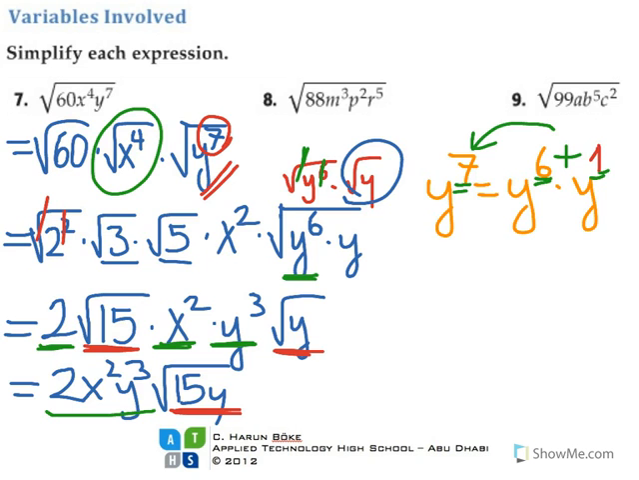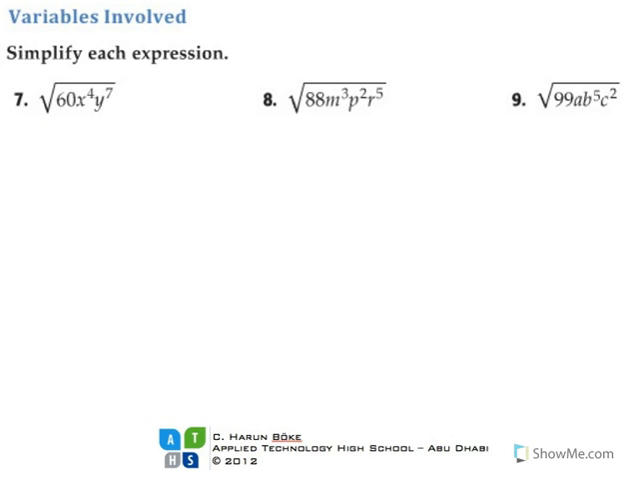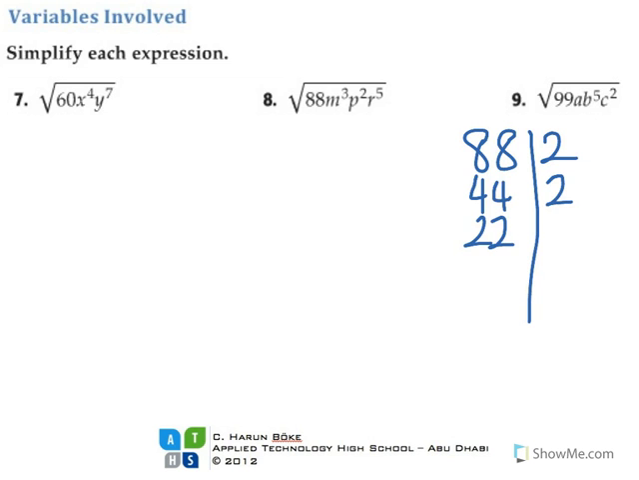Now let's look at number 8. So first let's factorize 88. Dividing by 2 we'll get 44, dividing by 2 we'll get 22, dividing by 2 we'll get 11, and dividing by 11 we get 1. So here we have 2 squared, and these are single ones.